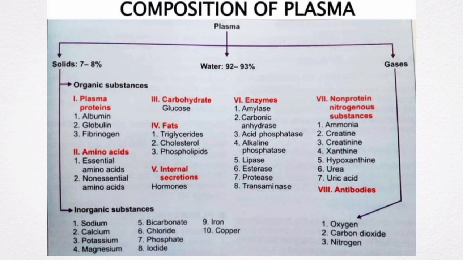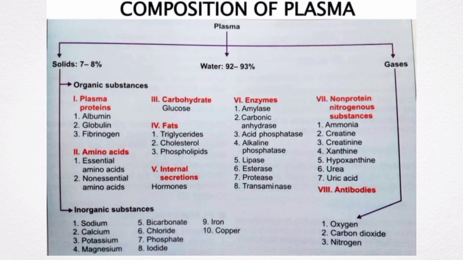It contains about 91 to 92% of water and about 8 to 9% of solid, and it also contains gases. The solids are the organic and inorganic substances. The organic substances are the plasma proteins, for example, albumin, globulin, and fibrinogen; amino acids like the essential and non-essential amino acids; carbohydrates like glucose; fats like triglycerides, cholesterol, and phospholipids; and internal secretions like hormones.